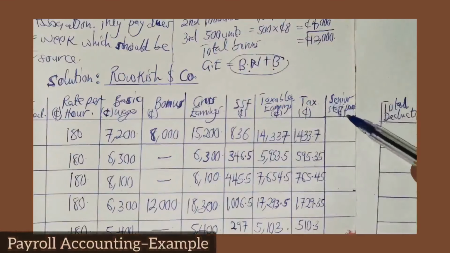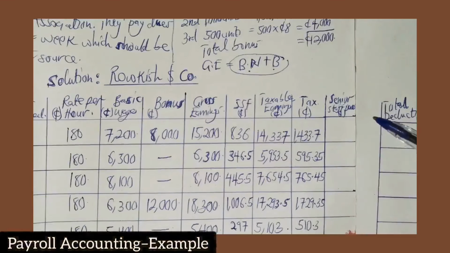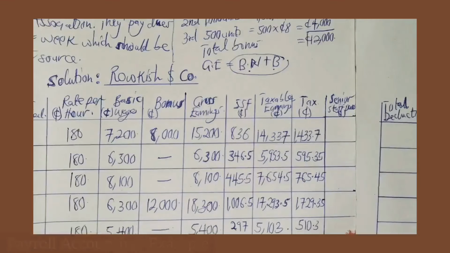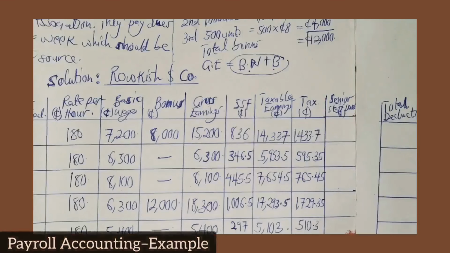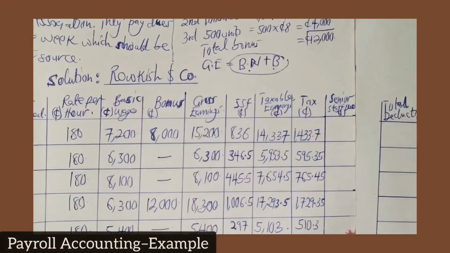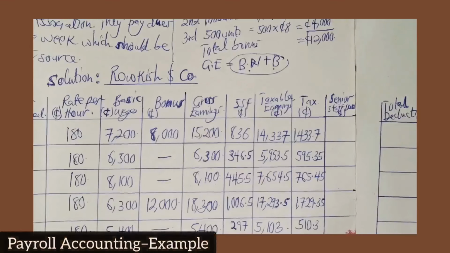So the senior staff: the question said it was only 3P and KB who are members of the Senior Staff Association. They pay dues of 2,000 per week, which should be deducted as well. So every week they pay 2,000 as part of their membership. Union dues, like I said, are an internal arrangement by the employees. So if you agree, then you pay for it. So we are going to make that arrangement in our senior staff dues column.